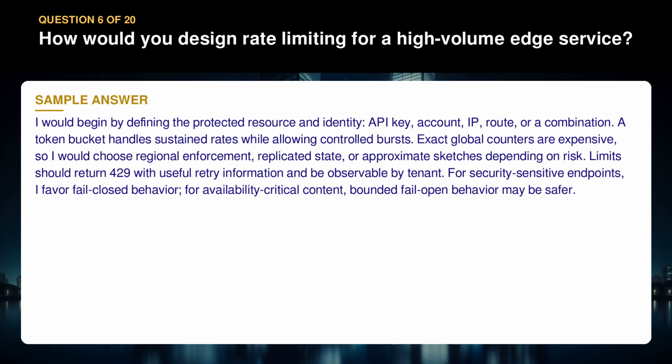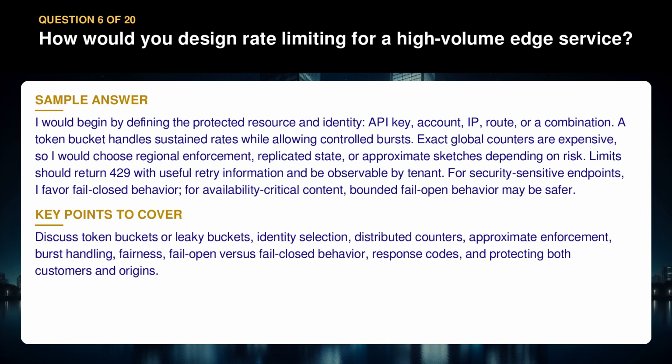Limits should return 429 with useful retry information and be observable by tenant. For security-sensitive endpoints, I favor fail-closed behavior. For availability-critical content, bounded fail-open behavior may be safer. Discuss token buckets or leaky buckets, identity selection, distributed counters, approximate enforcement, burst handling, fairness, fail-open versus fail-closed behavior, response codes, and protecting both customers and origins.